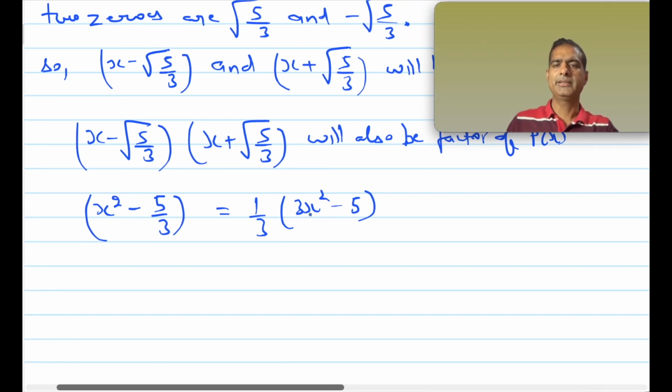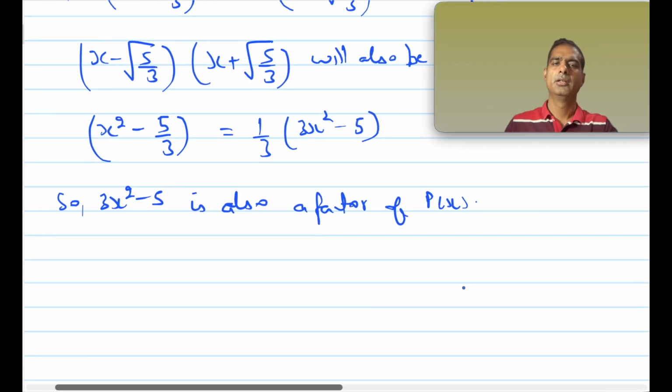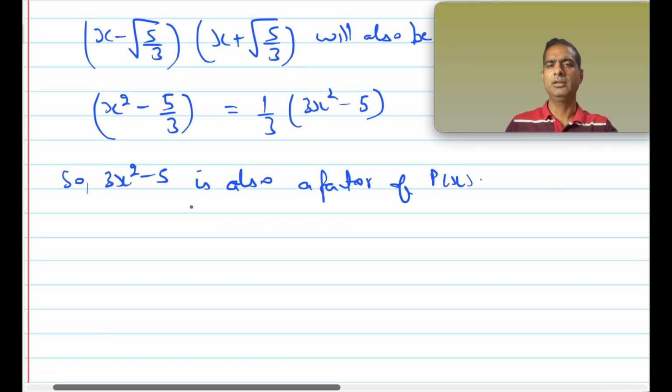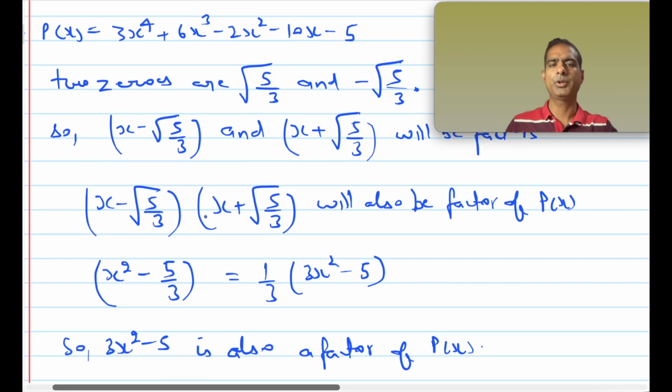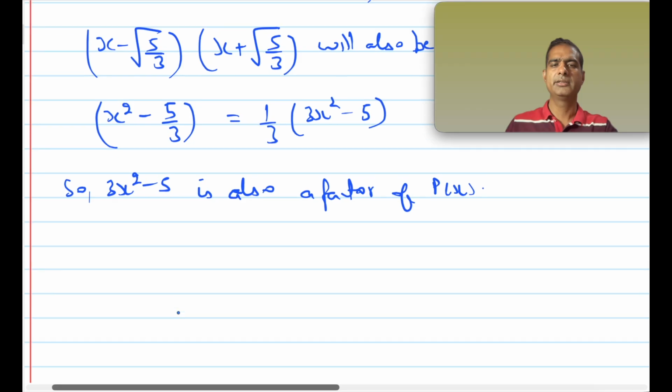So if 1 by 3 times 3x square minus 5 is a factor, we can say 3x square minus 5 is also a factor of p of x. So if 3x square minus 5 is a factor, then we can divide the given polynomial by 3x square minus 5. So let us divide.